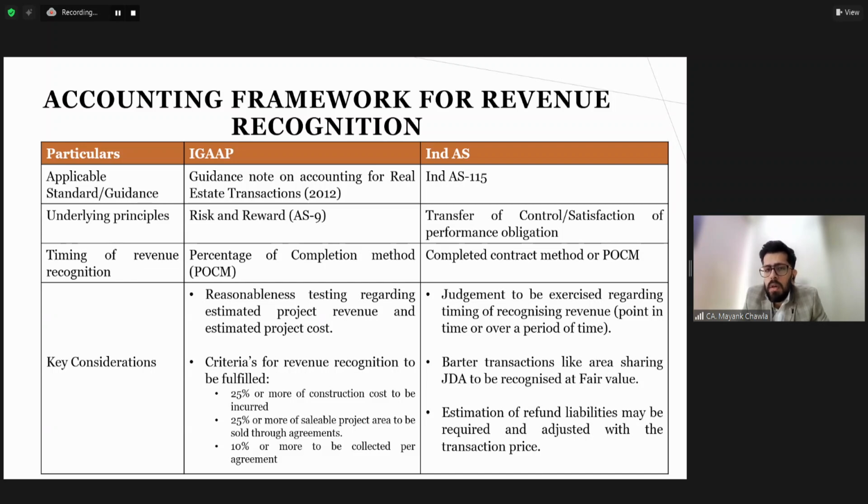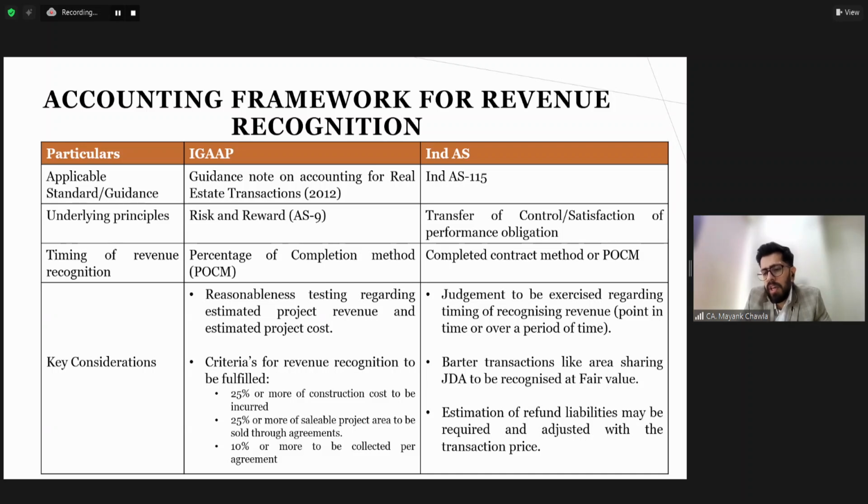As I told earlier, it is a difficult task not only for the entity but for the auditor as well, and thorough evaluation is required to understand what kind of obligations the company or the builder has, on the basis of which it will be decided whether the revenue has to be recognized over a period of time or at a particular point of time.